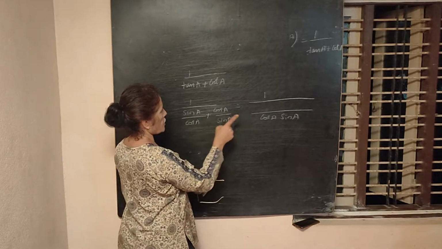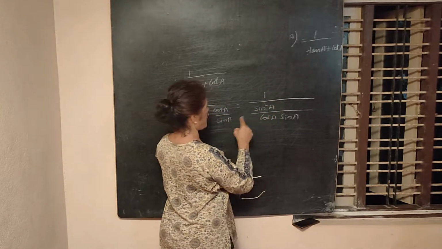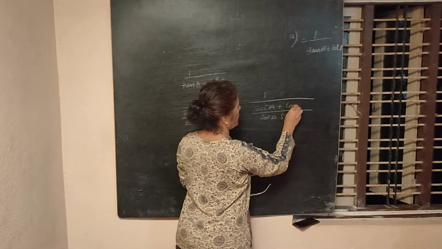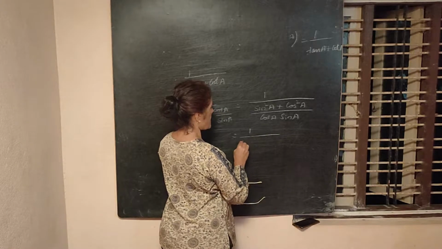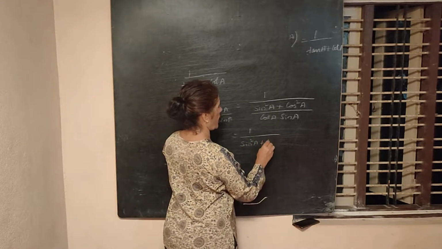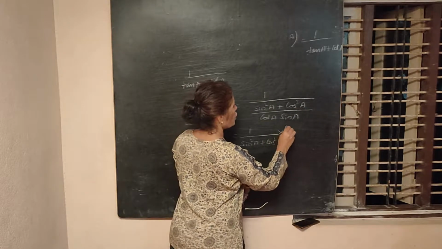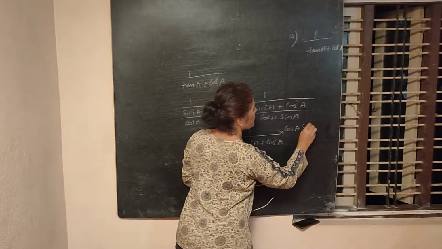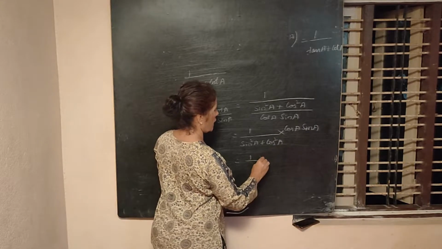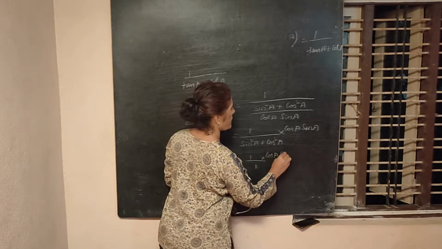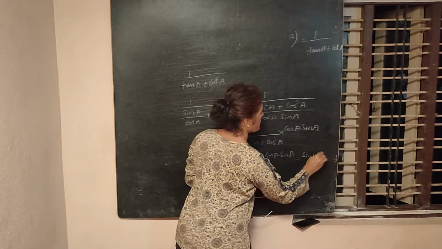So what happens? Cos A sin A. Cos A cancels, sin A cancels. Sin square A plus cos square A. So let me write 1 divided by sin square A plus cos square A, this goes up into cos A sin A. So this is equal to 1 into cos A sin A. This is the answer we got. There also sin A cos A.